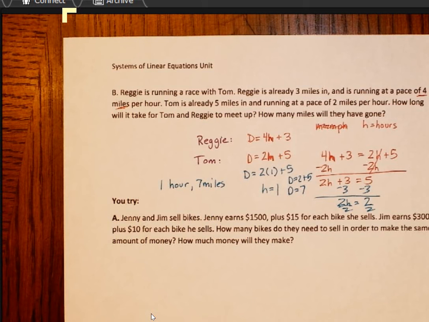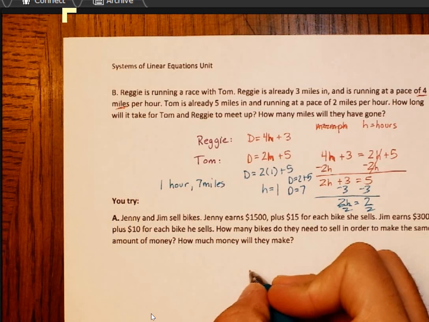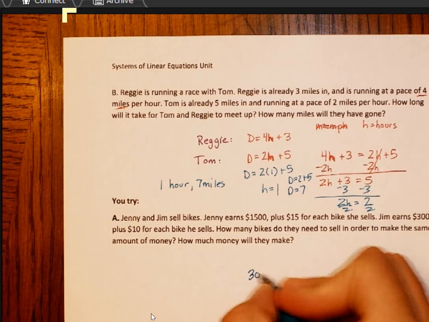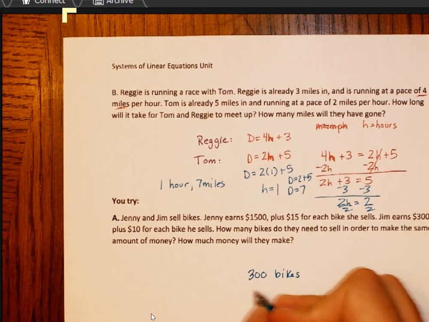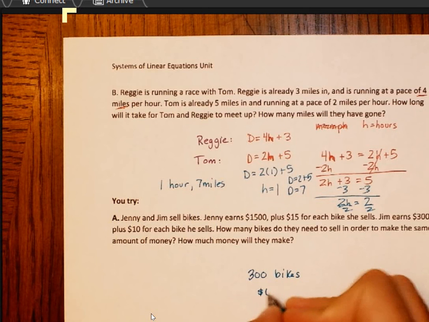Okay, so the solution for A is 300 bikes, and the amount of money that they will make is a total of $6,000.